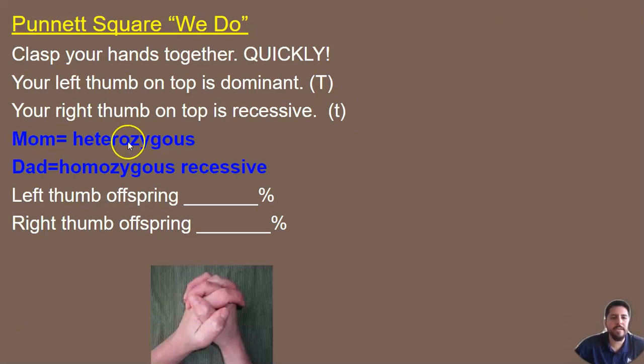So let's say mom was heterozygous, meaning she had 1 dominant and 1 recessive, and dad was homozygous, homo means the same, for the recessive trait, which would mean the right thumb on top, which would be 2 lowercase t's.